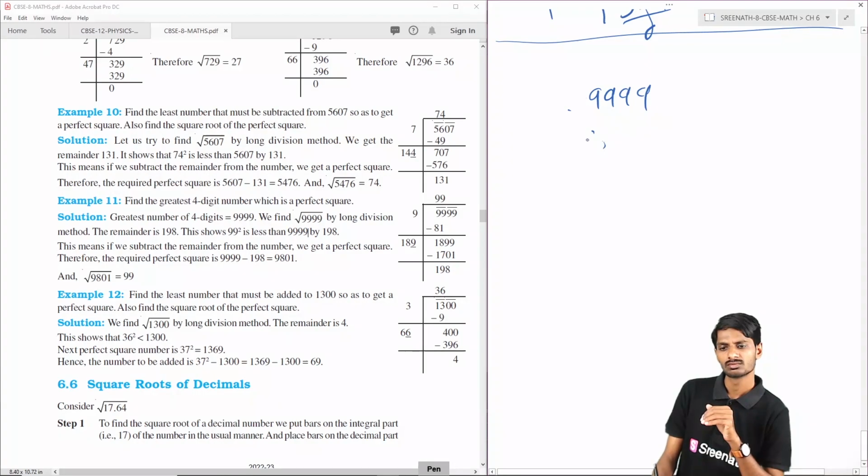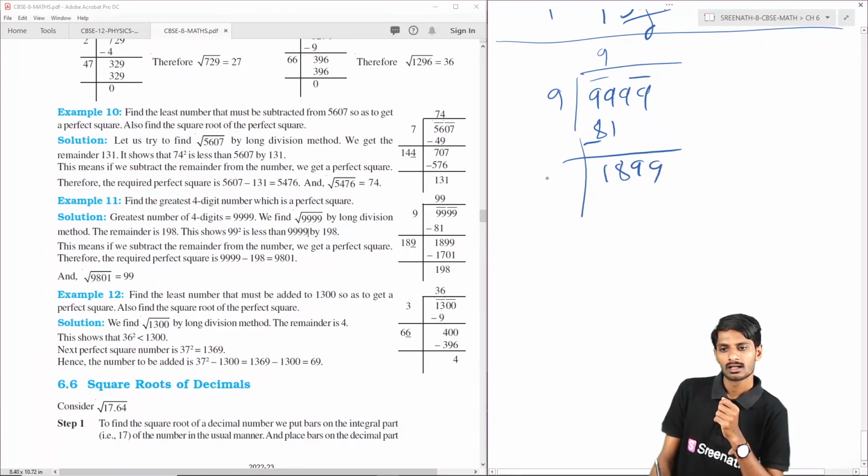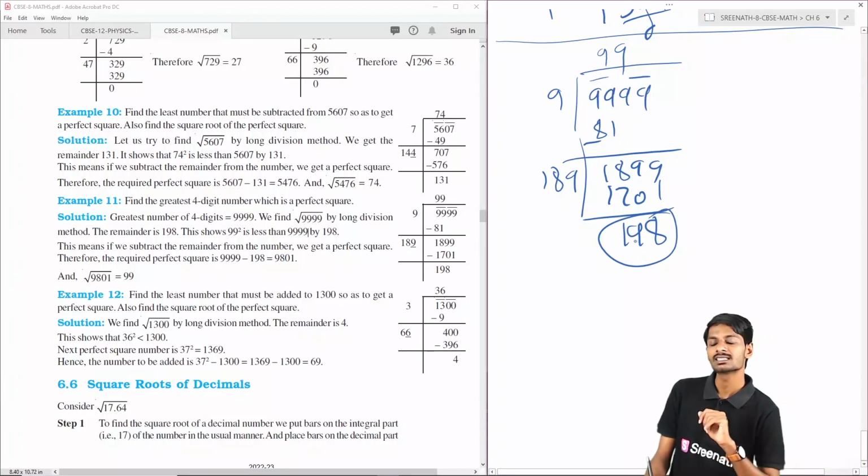In the division method, if you make these two as a group, these two as a group, and you take 9 here, 9 9s are 81, and if you subtract, you will get 1899. If you double it, 9 2s are 18, and if you take 9 here and 9 here, you will get 1701, and if you do subtraction, you will get 198. So it is the remainder.